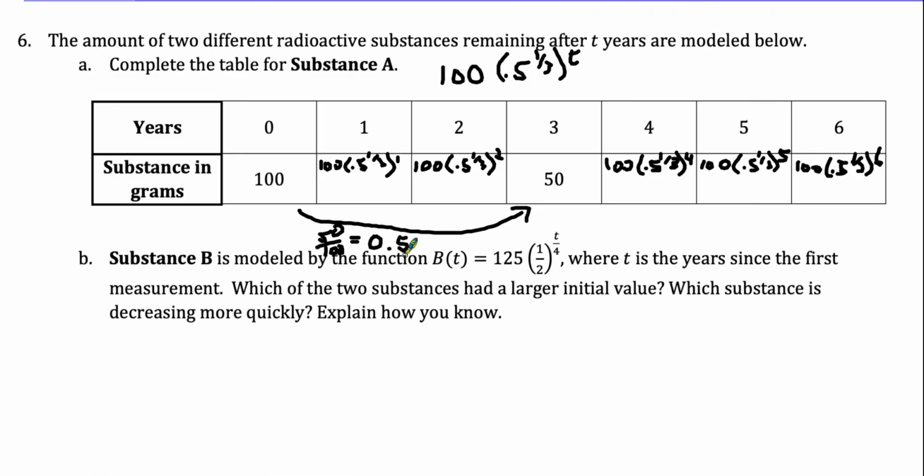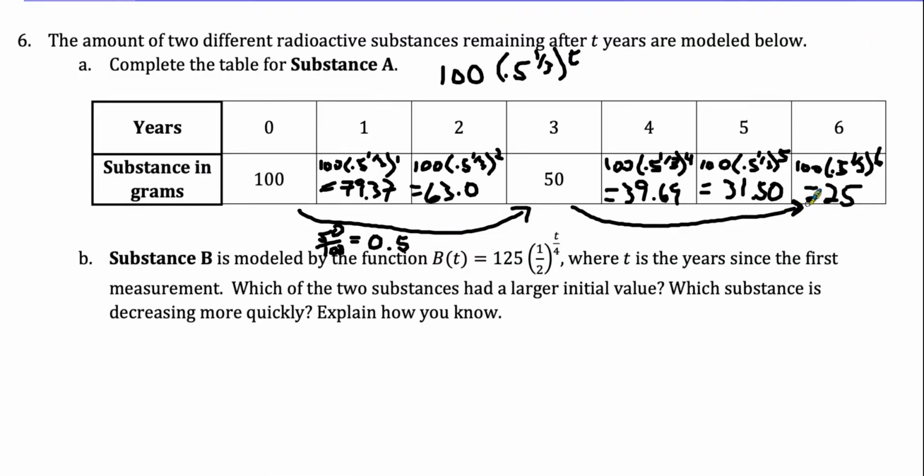All right, so if I plug each of those into the calculator, for this first one, I think we should get about 79.37. For this one, if we plug that in, about 63.0. For this one, about 39.69. For this one, about 31.50. And this one, exactly 25, because that would be another 3-year period. So if my growth factor is 0.5 over a 3-year period, that should get me to exactly half of 50.